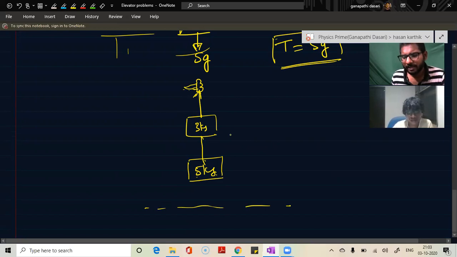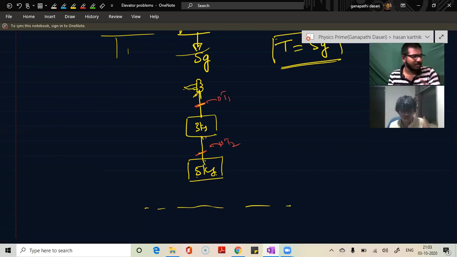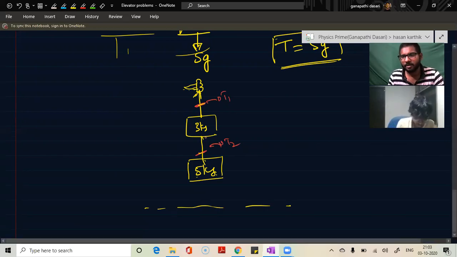You tell me, will this tension and this tension be the same? There are two strings. No, sir. Why? Because there's a mass in between. If there's no mass and an ideal string is there, the entire tension will be the same. Now you consider this as T1 and this as T2. You tell me T1 and T2. But for me, the free body diagram is important. If you solve the question wrong, it's okay. But trying to write down the free body diagram is important.